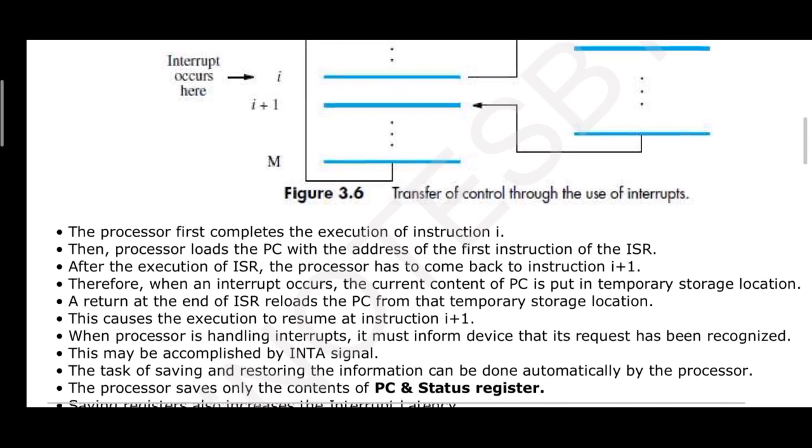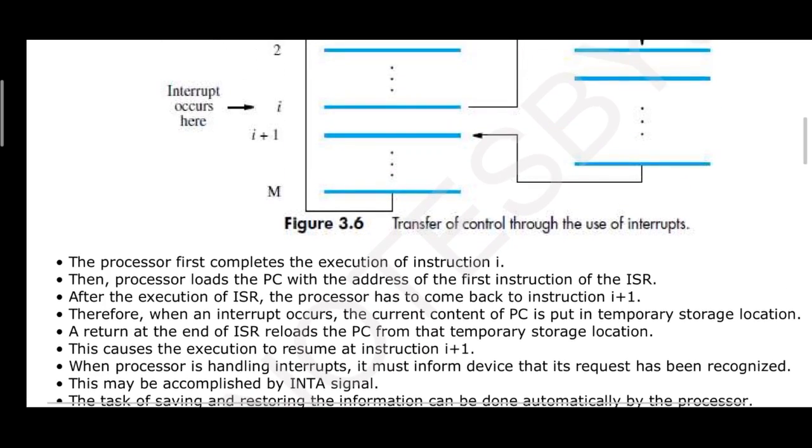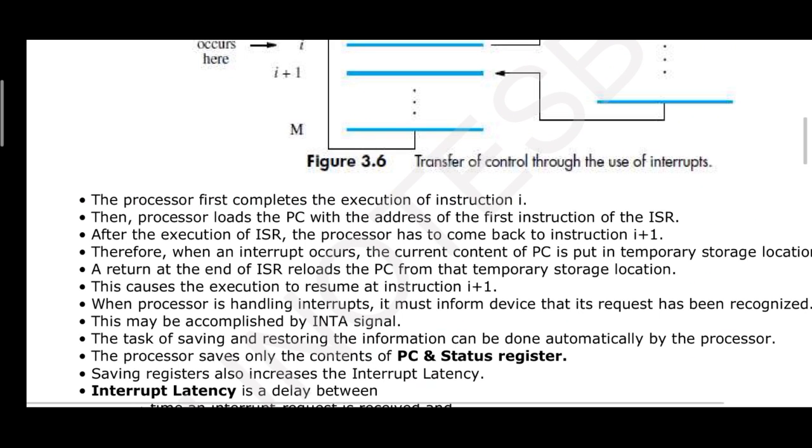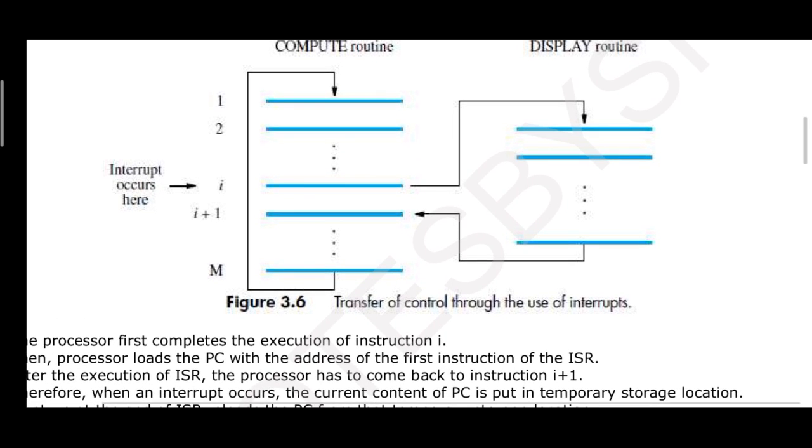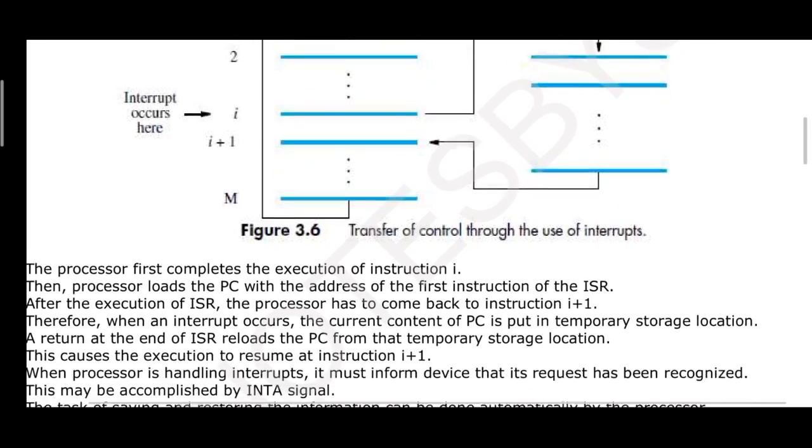You can see the execution steps here. The processor first completes the execution of the ith instruction, as you are aware. Then the processor loads the program counter with the address of the first instruction of the interrupt service routine, because the i plus 1 value should not be stored, because of the execution of the ISR. The address value of the program counter will be updated. Just recall what we discussed earlier in the previous module, right?